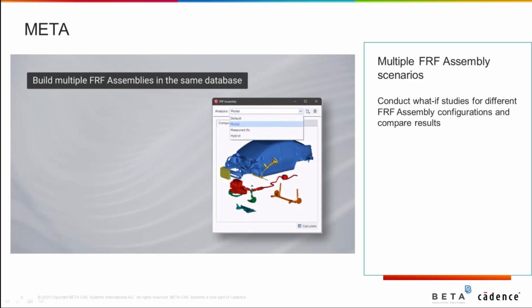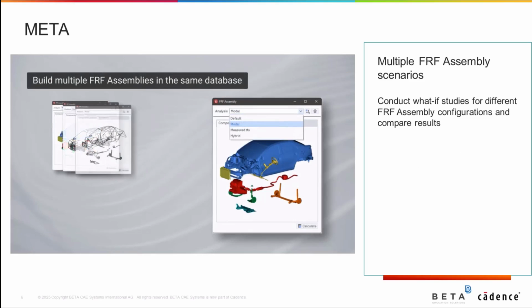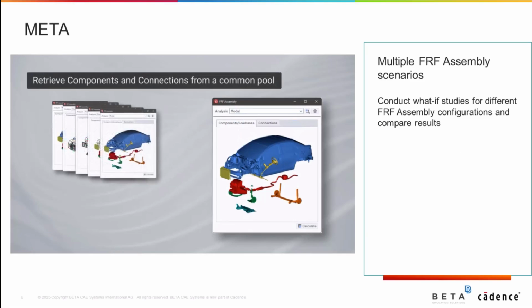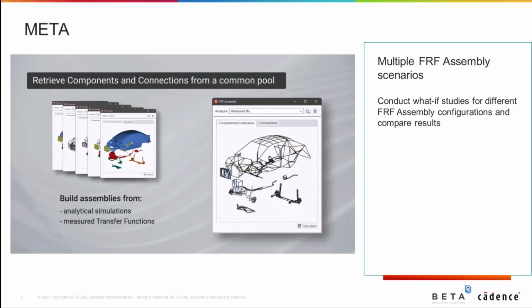Moving to Meta. It is now possible to build multiple FRF assemblies in the same database. The components and connections can be retrieved from a common pool. The respective assemblies can be built from analytical simulations, from measured transfer functions, or can be even hybrid, comprising of analytical simulations and measurements as well.